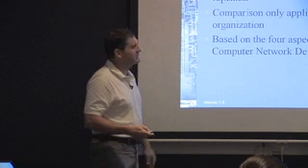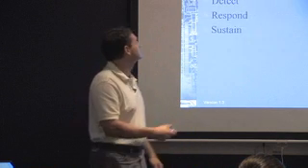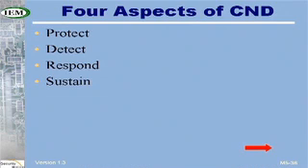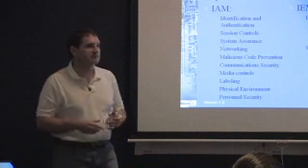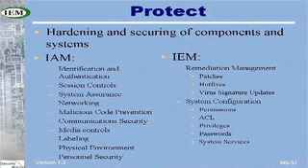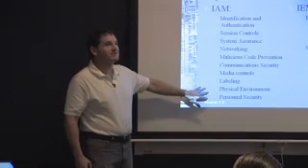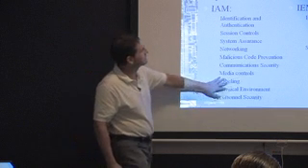So it's based on computer network defense, C&D. Protect, detect, respond, sustain. Protect basically means things like hardening and securing the components, doing things for protection. These are some of the IAM areas that are focused on protect. There were 18 IAM areas, and the majority of the 18 fit under protect.